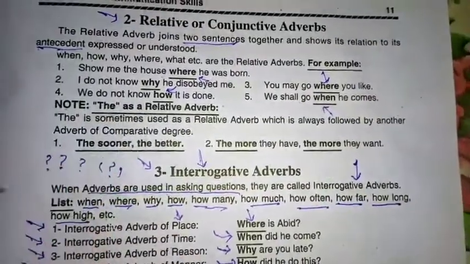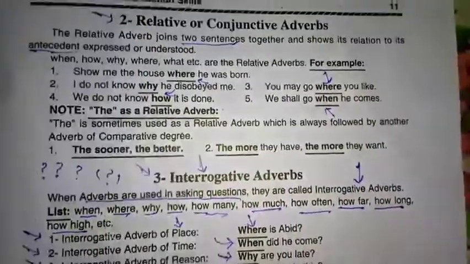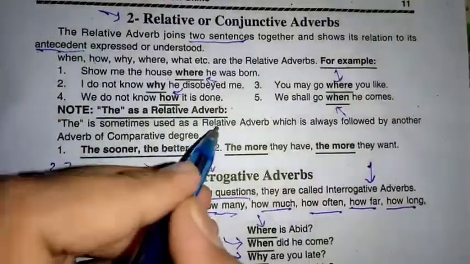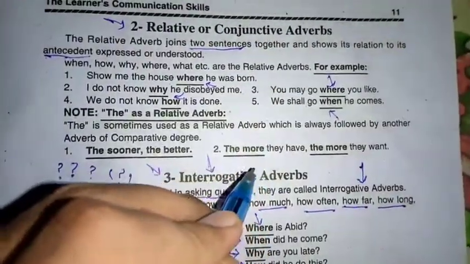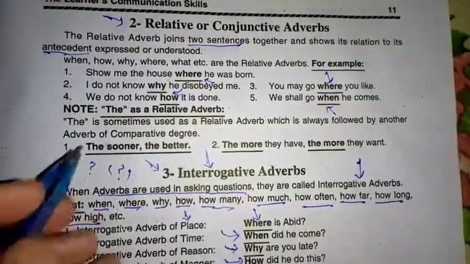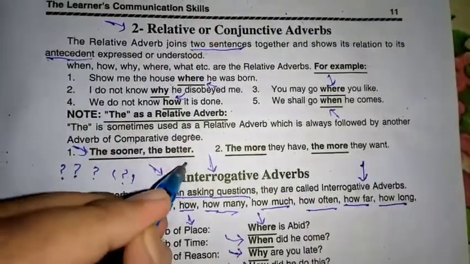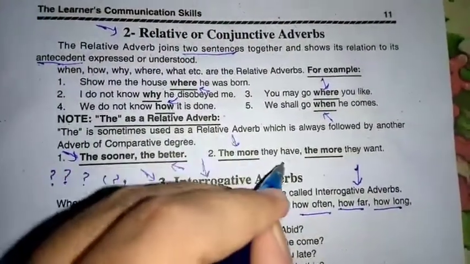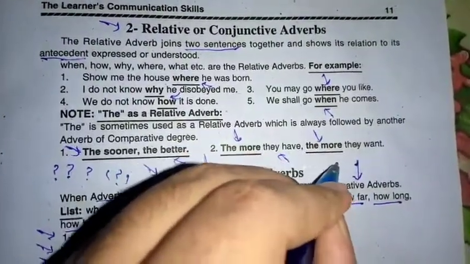The as a relative adverb. The is sometimes used as a relative adverb, which is always followed by another adverb of comparative degree. For example, the sooner the better. The more they have, the more they want.